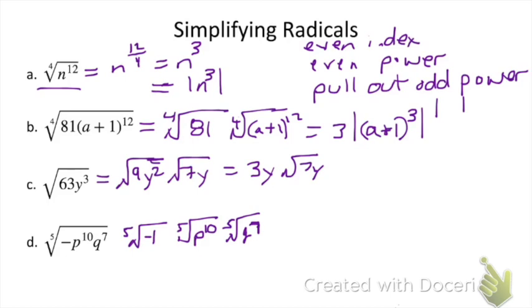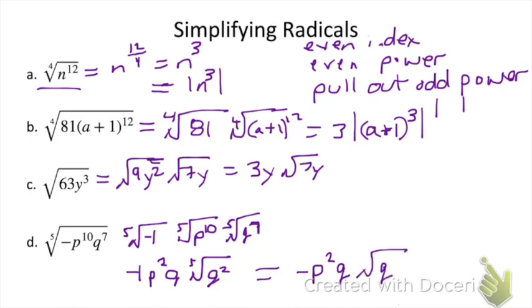And then from here, the 5th root of negative 1 is negative 1. You don't need to write the 1 part because we're going to have some other stuff. The 5th root of p to the 10th is p squared. The 5th root of q to the 7th is q on the outside, with the 5th root of q squared left over. Like I said, you don't need to have the negative 1. We usually don't write it in our final answers. This is q, and this is q, the 5th root of q squared. So this is my final answer.